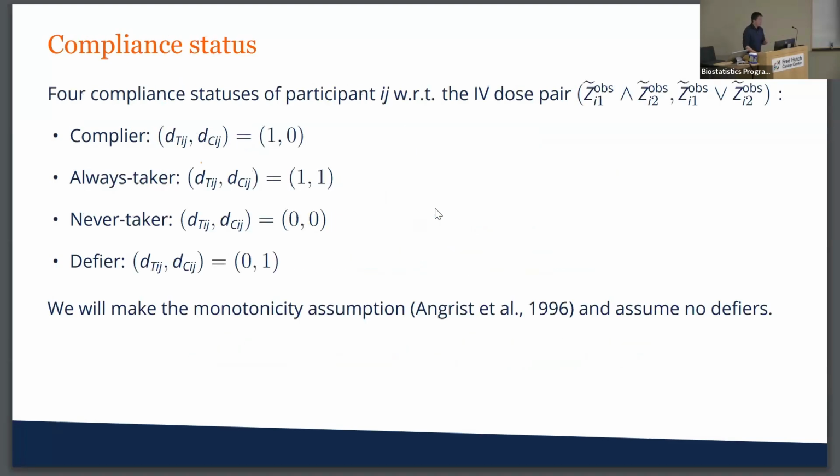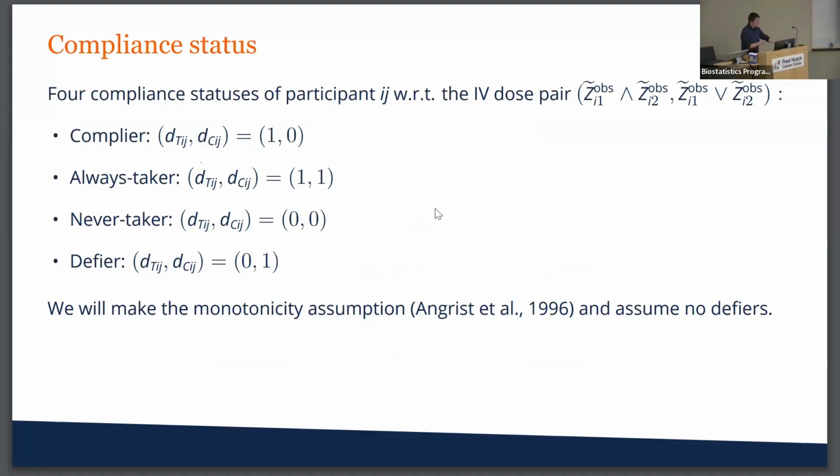This is our DDC, and in IV analysis we have four compliance categories. You are either a complier, that's where the DDC is 01, or an always taker, 11. That's no, doesn't matter 5 or 30 minutes, I always deliver at the high level hospital. Never taker, 00, doesn't matter 5 or 30 minutes, I always deliver at a low level hospital. And the defier is 10.